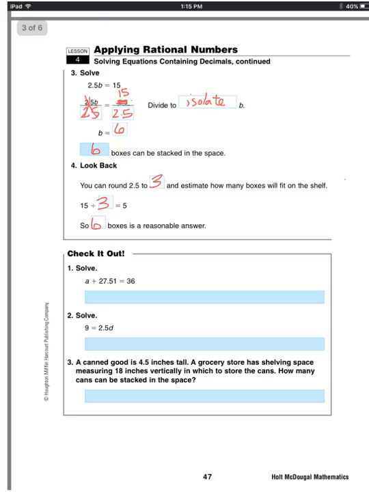Just make sure that on this part right here, you change that to a 15 because they messed that up, they didn't catch that in the editing. So do your check it out problems, and then you can start.